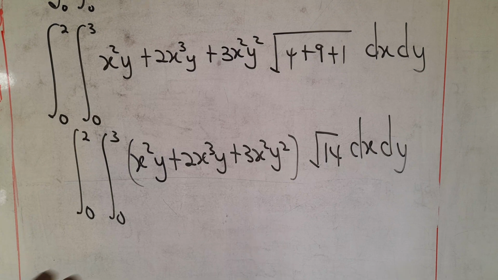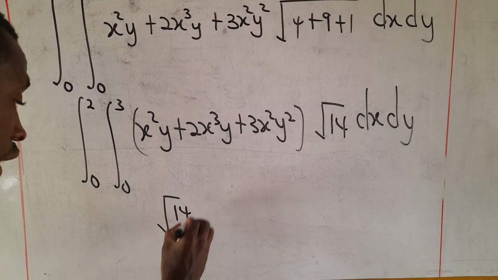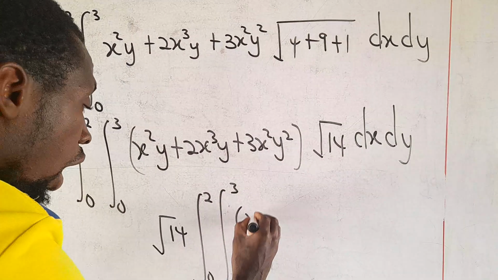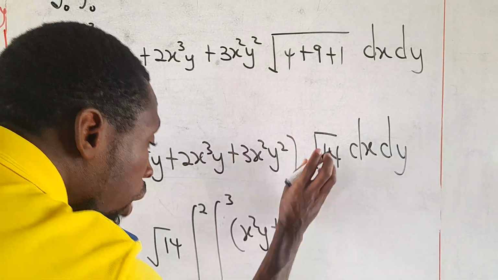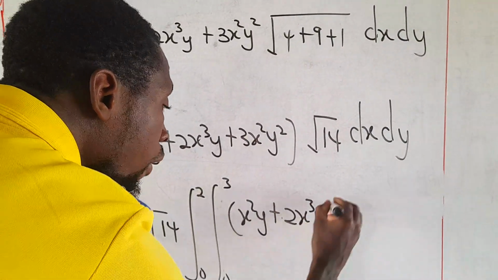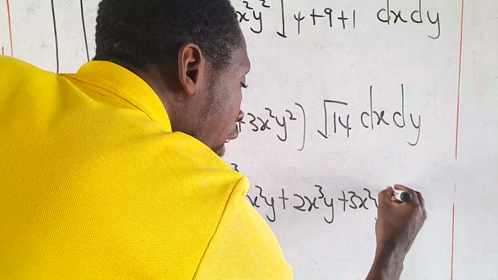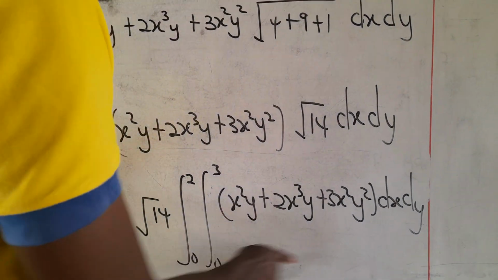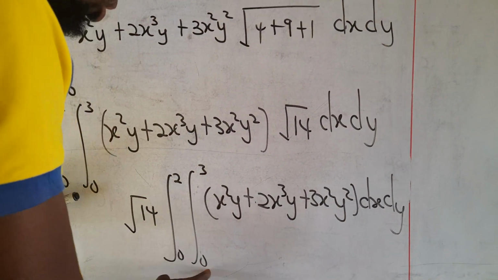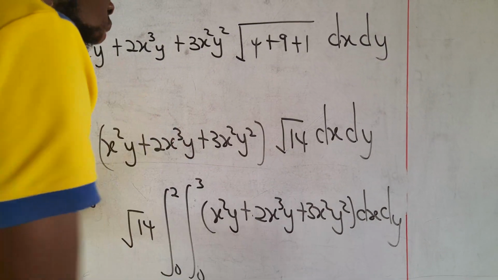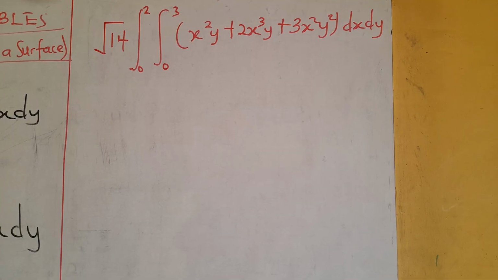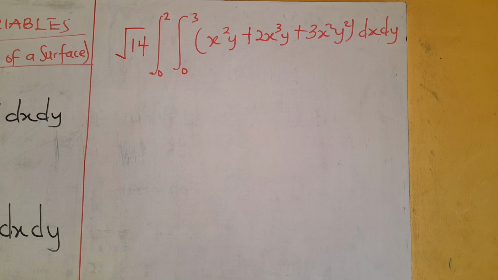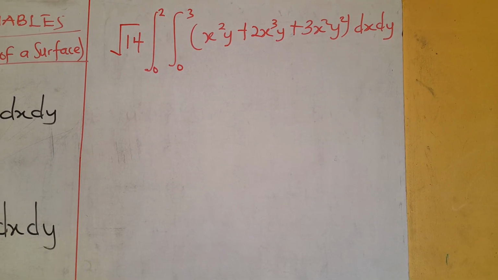Since this is constant, I can bring it out. So I can say the square root of 14, the integral spanning from 0 to 2, integral spanning from 0 to 3 of x squared y plus 2x cubed y plus 3x squared y squared dx dy. This is very nice. So now we perform the first integral with respect to x. We substitute 0, 3. Perform the second integral with respect to y. We substitute 0, 2. So remember, when our problem involved double integration, we are performing an integral with respect to one of the functions, the other one will be kept constant.